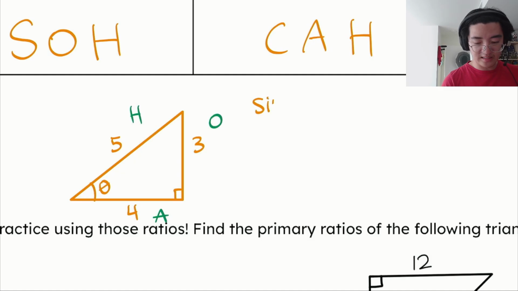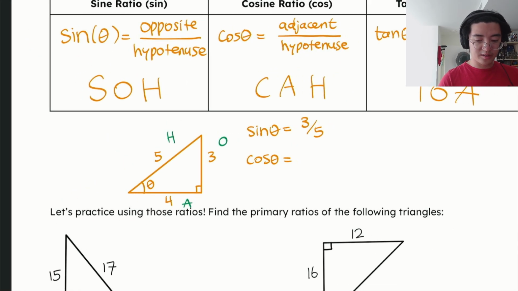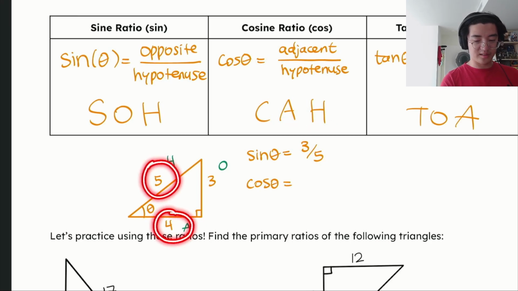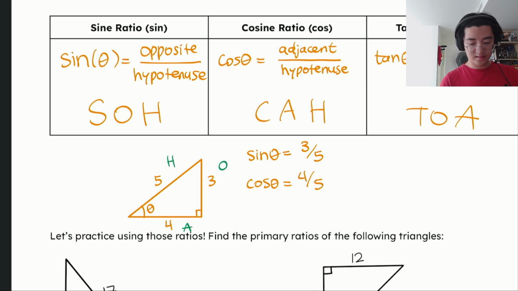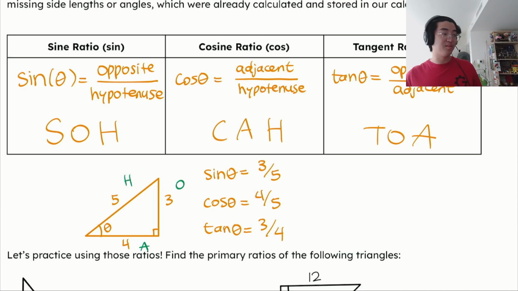From there, we know that sine is opposite over hypotenuse. So 3 over 5. Next is cosine, which is adjacent over hypotenuse. The adjacent is 4, hypotenuse is 5, so 4 over 5. And tangent, the TOA, is O and A, opposite over adjacent. So opposite over adjacent is 3 over 4. That's it. So these are the ratios of the triangle.